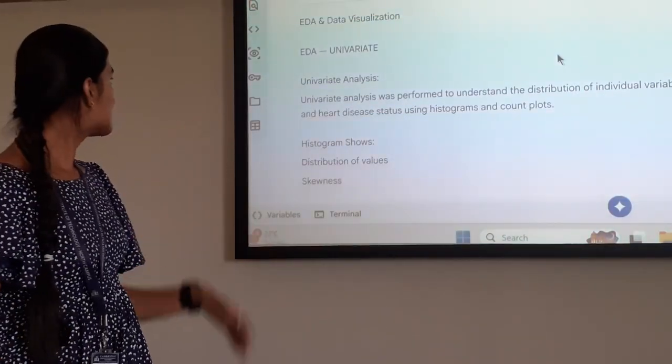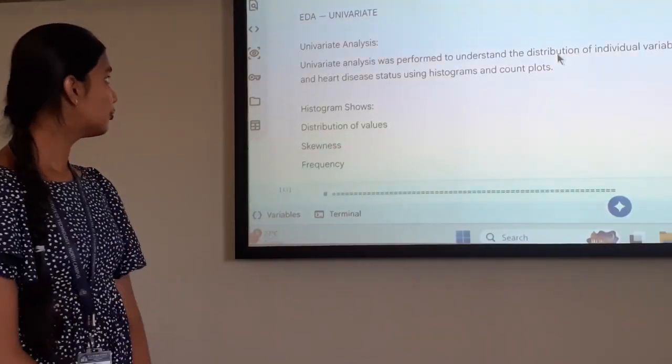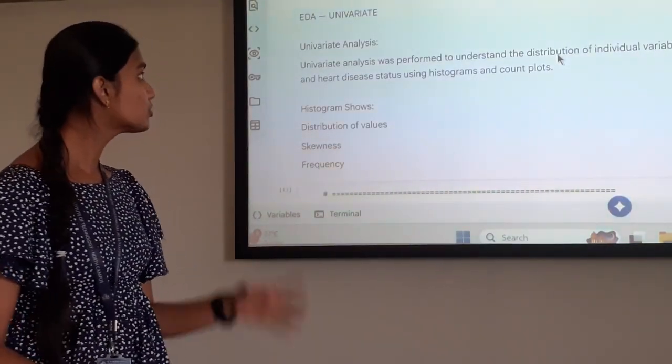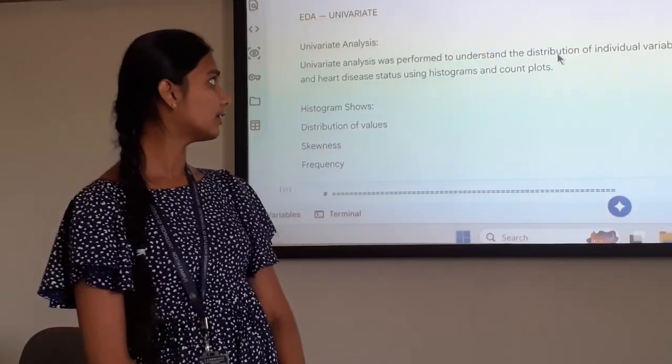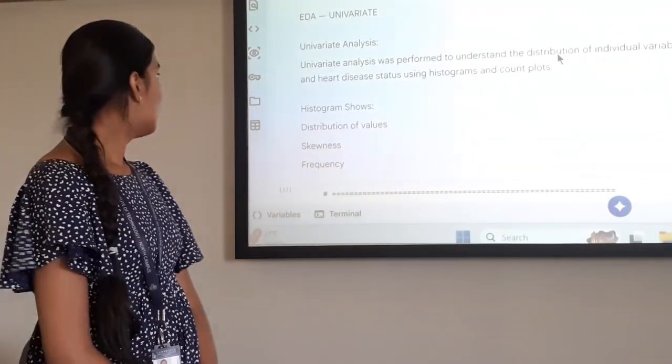Moving on to the data visualization, EDA, univariate data. Univariate data analysis was performed to understand the distribution of individual variables such as age, cholesterol, and resting blood pressure using histograms and count plots.